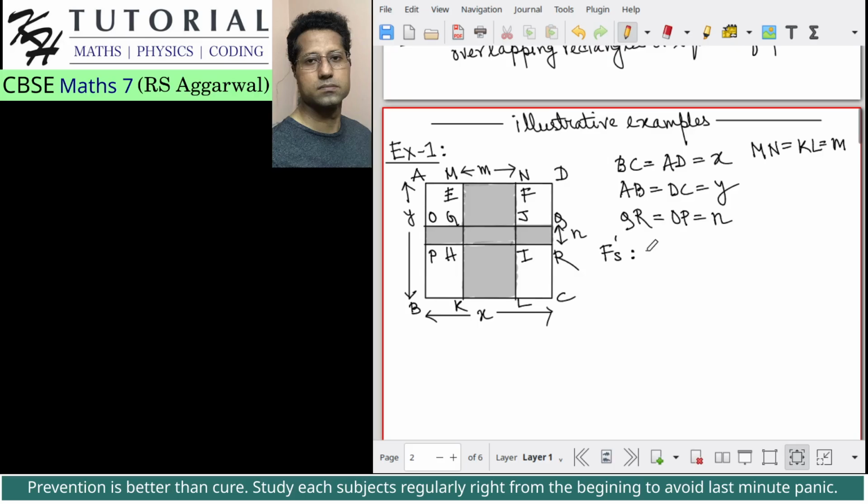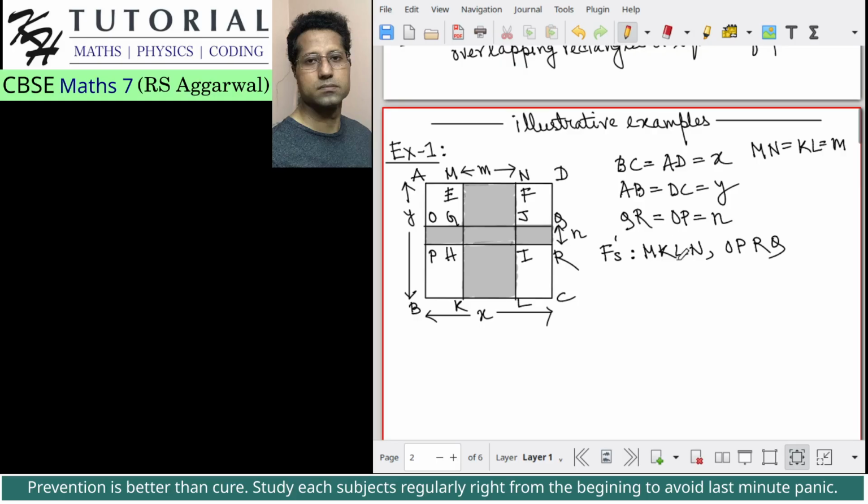The first rectangle is rectangle MKLN, and let's ignore the word rectangle. I hope it's understood. So the first rectangle is MKLN, and the second rectangle is OPRQ. So these are the two figures, I've divided the shaded region into these two rectangles.